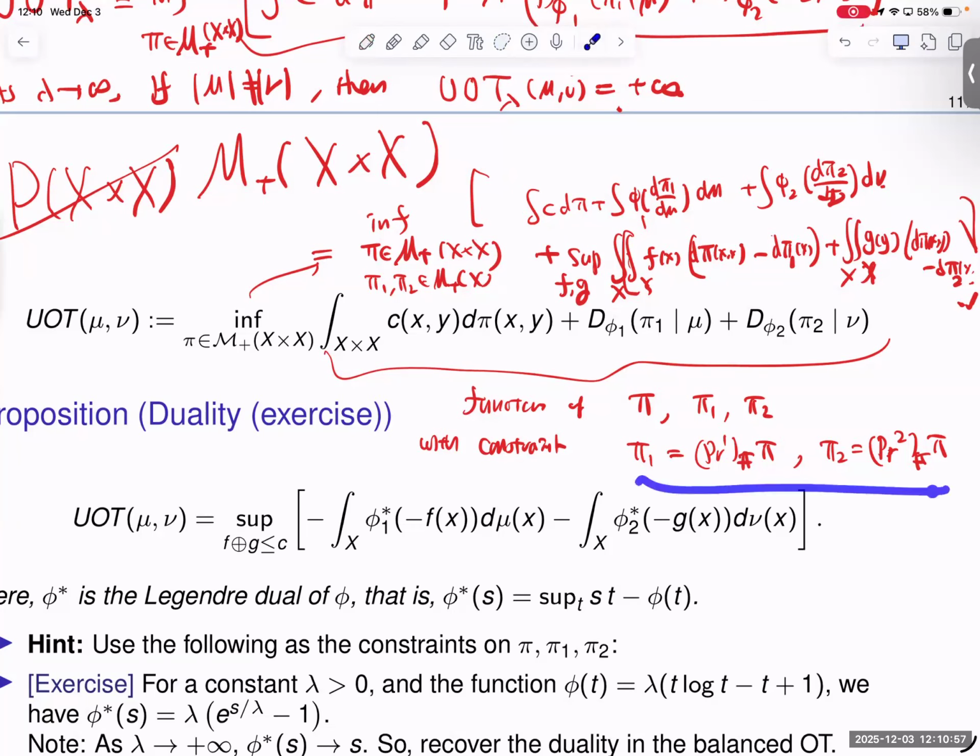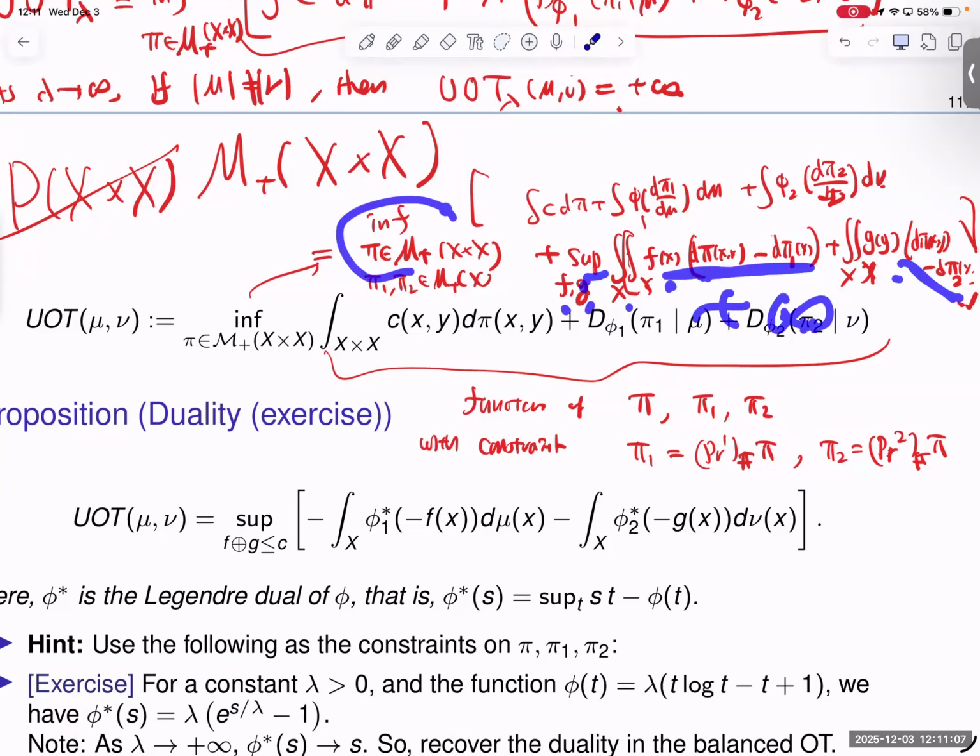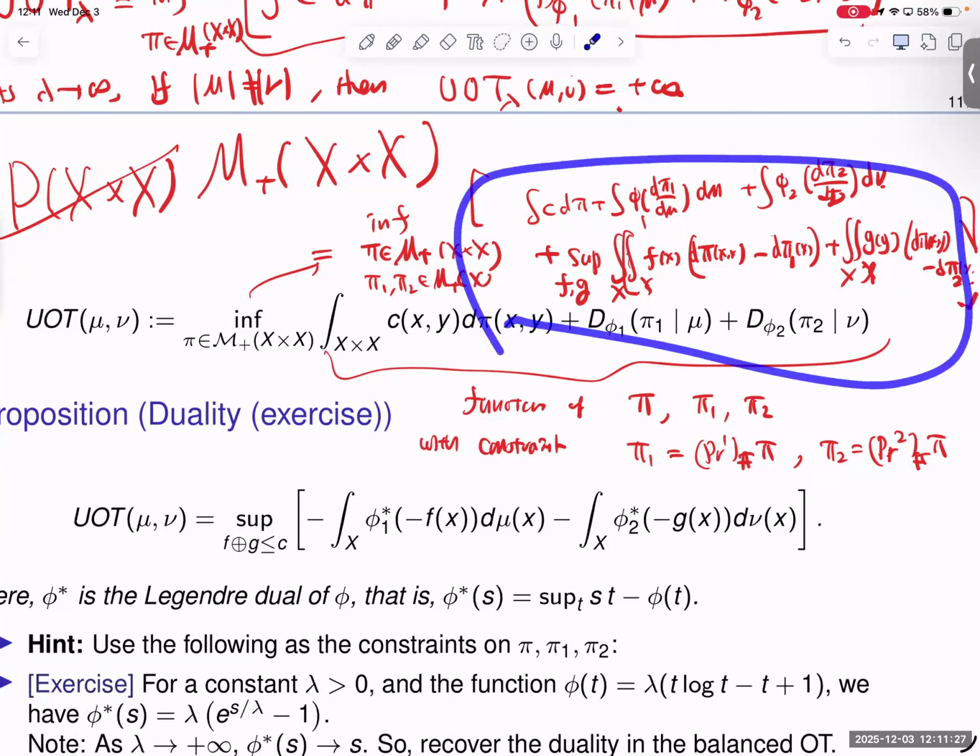So this condition can be written in this way. So for the supremum over all f and g, if this is not equal, then this supremum will be infinity. So it will not be good for the infimum. And this one gives the kind of hard penalty that this pi has to have pi 1 and pi 2 as its projection. Okay.